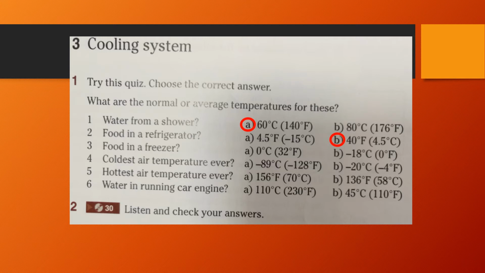5. And the hottest temperature in the world, do you know that? No. It's 136 degrees. Celsius? No, Fahrenheit. Where is it? In Libya. 6. The car engine is too hot. Why? What's the correct temperature? About 110 degrees. Is that Fahrenheit? No, Celsius.